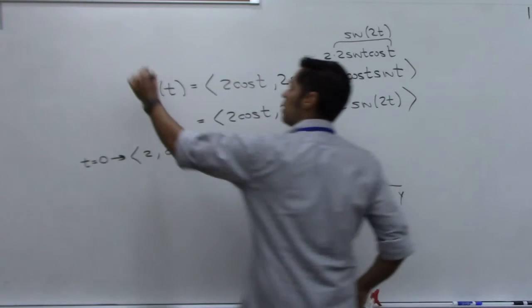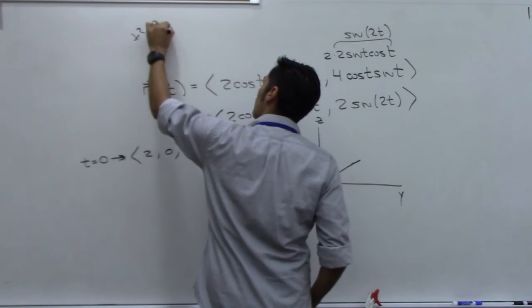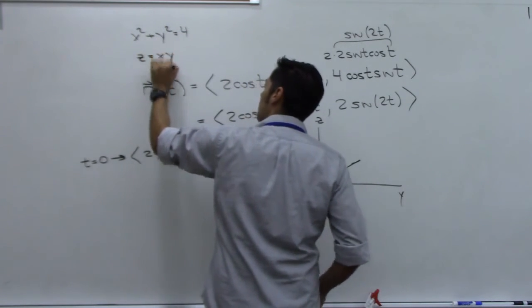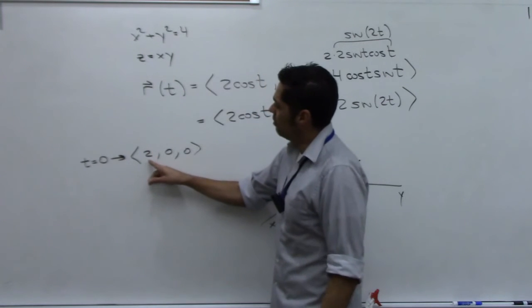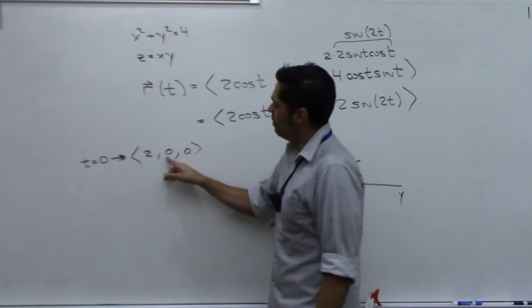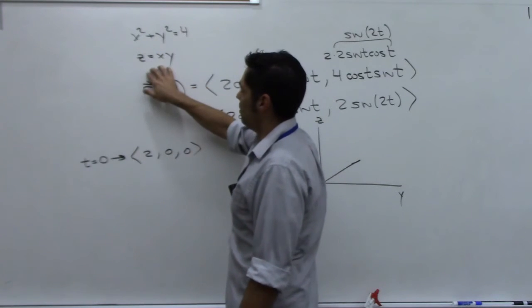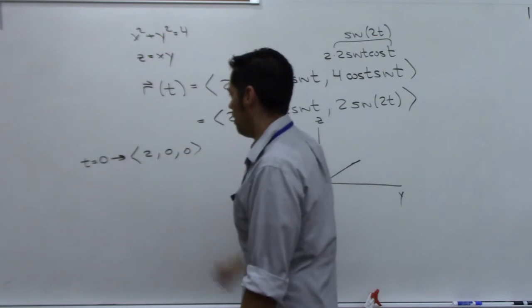And remember, the cylinder was x squared plus y squared equals 4, and then the weird surface was z equals xy. Notice that if we replace x with 2, y with 0, and z with 0, this equation is true. And this equation is true at the same time, so you can check them yourself.